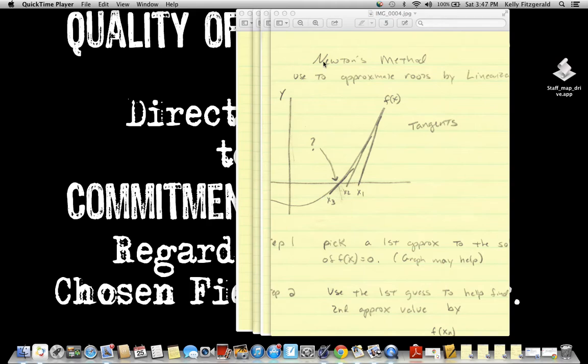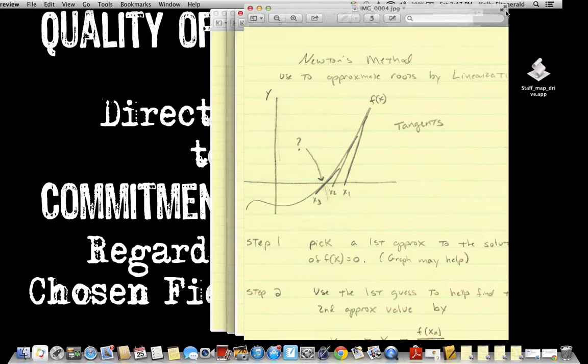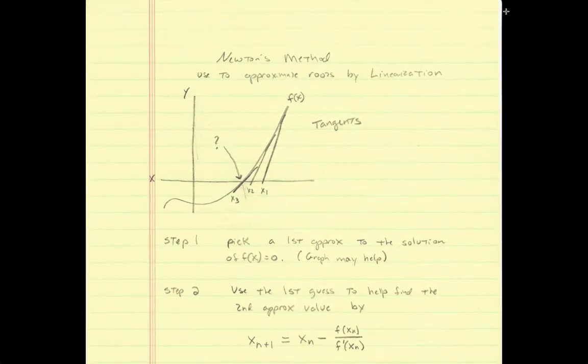Hello folks, I'm going to start the next one of 4.5. The second part of it is entitled Newton's Method. It does use linearization in a sense. I have a sketch here that I took from the book. Again, not the greatest sketch.